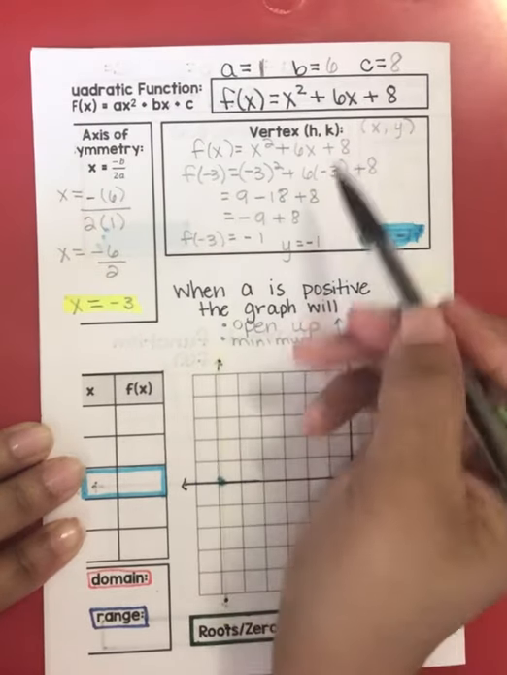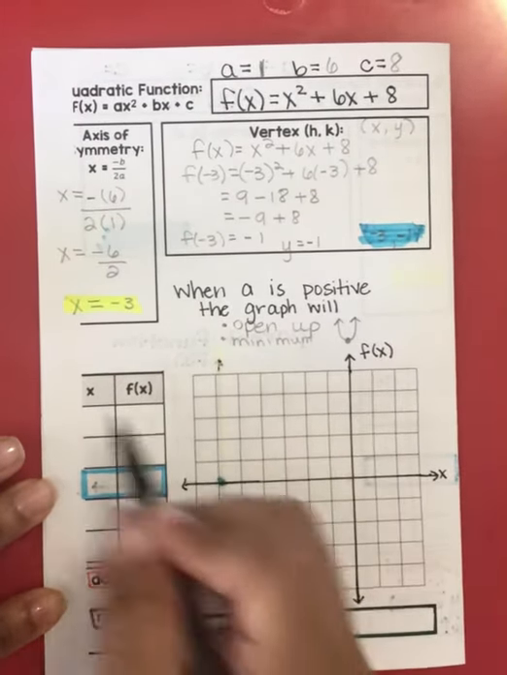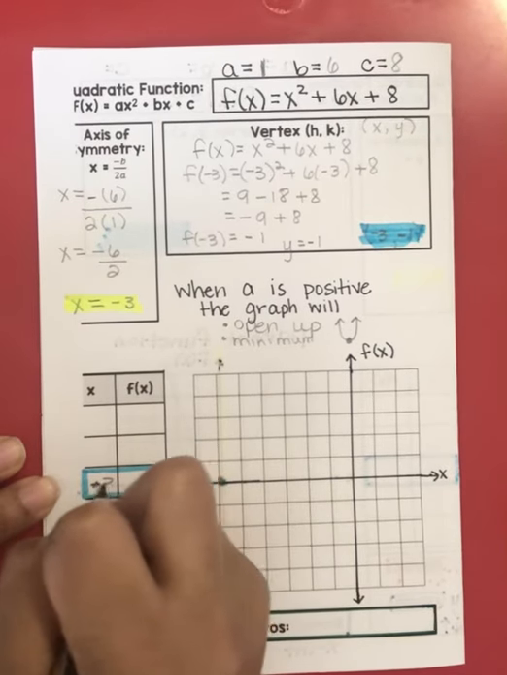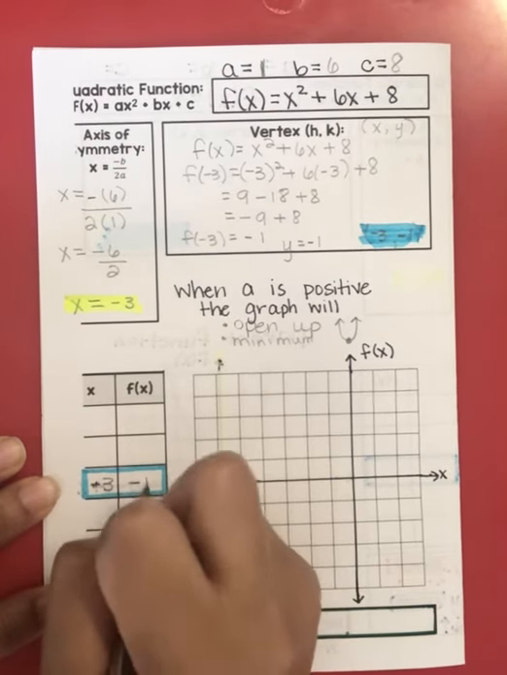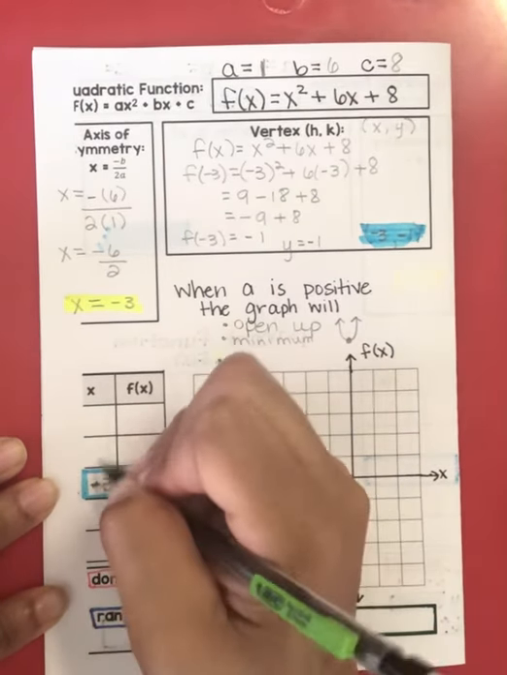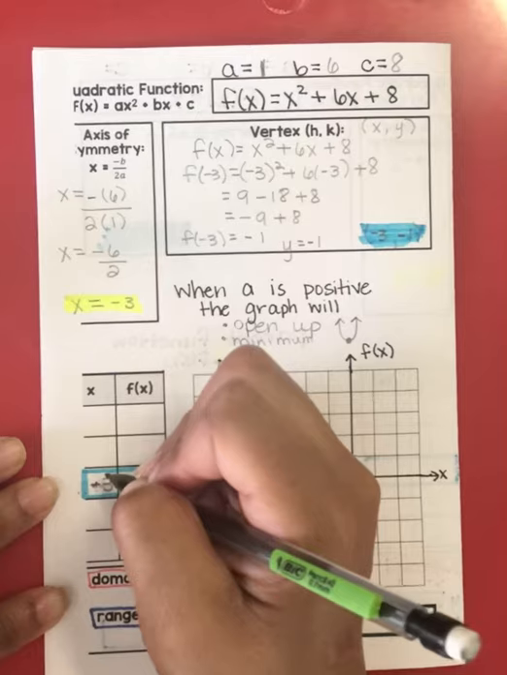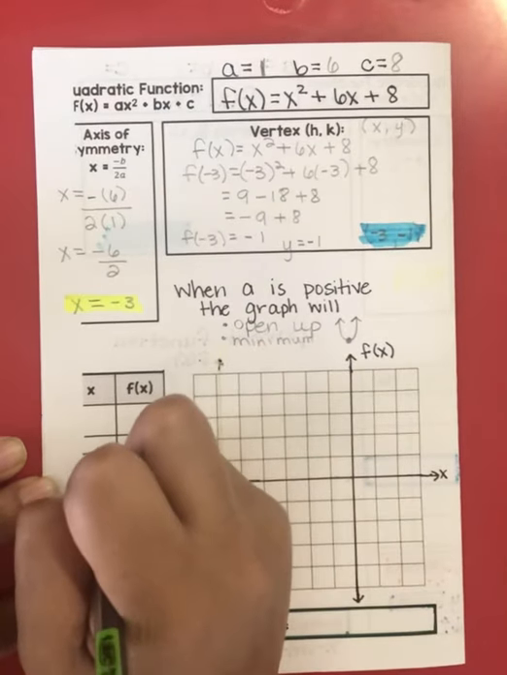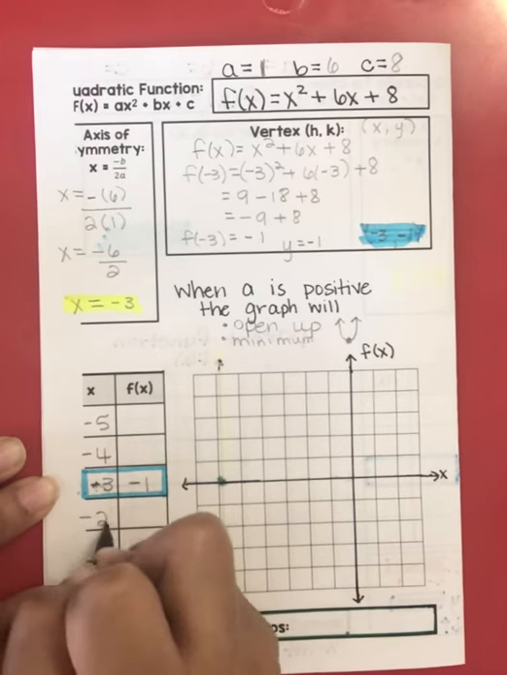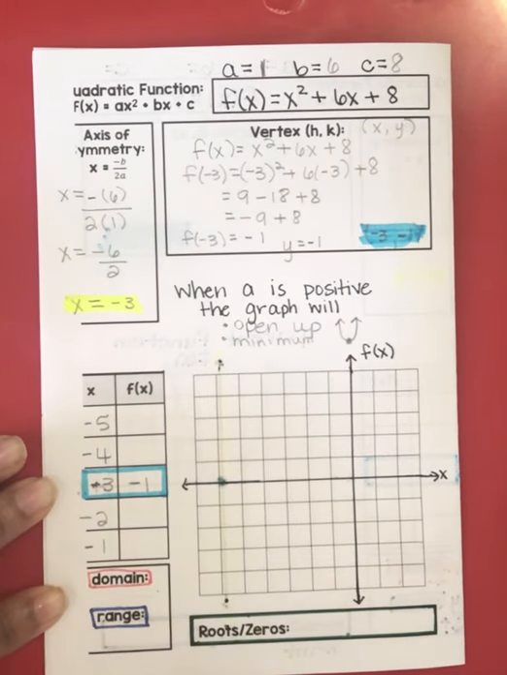So now I take my vertex and make a table to graph, and I put my vertex in the middle of my graph: negative 3 for x and negative 1 for y. My x values, remember, I'm just making a number line for my x values. I'm going to go down 2 values and then go up 2. Make me a nice little number line.